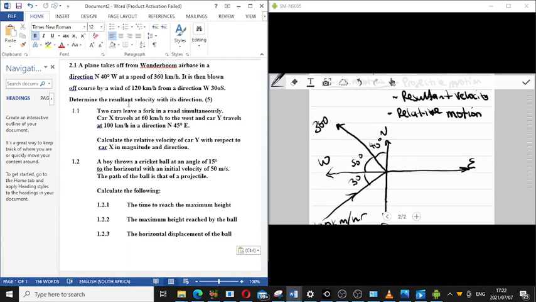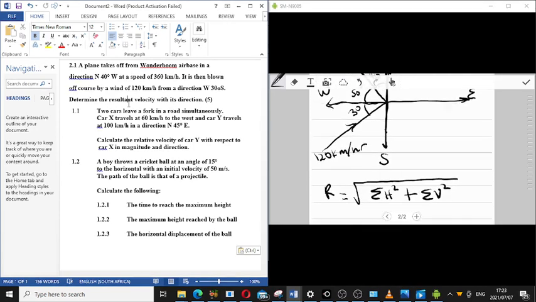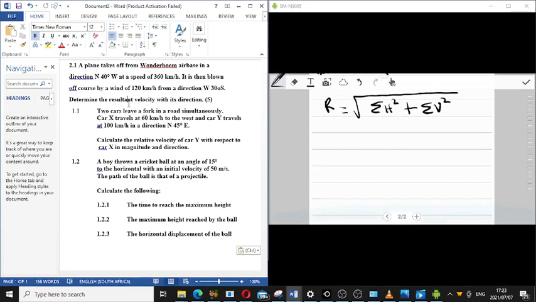If you check, this is the horizontal, this is the vertical. The plane is neither horizontal nor vertical, so we should come up with the horizontal component of the plane. Let us do it first. This is north and this is west. This is our plane which is moving at 360 at an angle of 40 degrees, but it's 50 degrees to the horizontal.